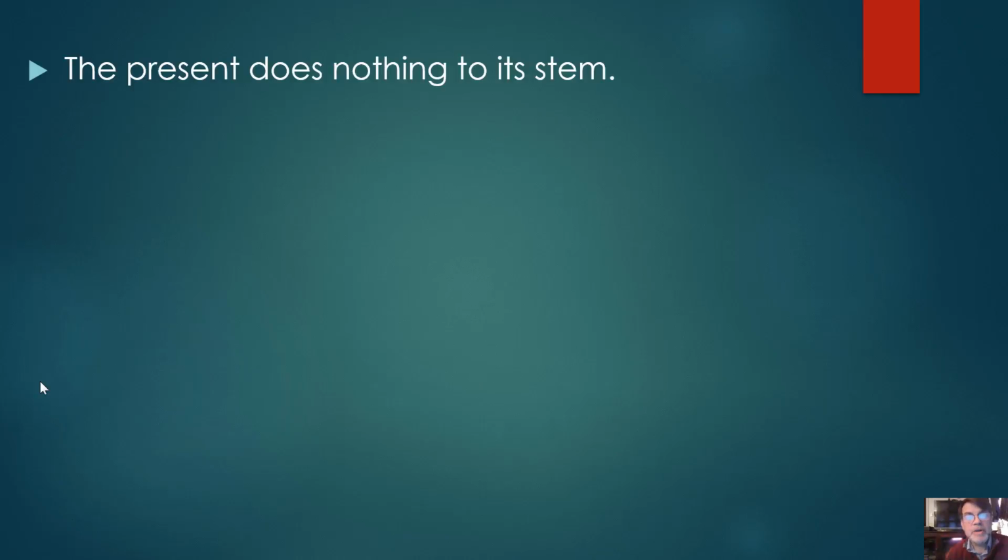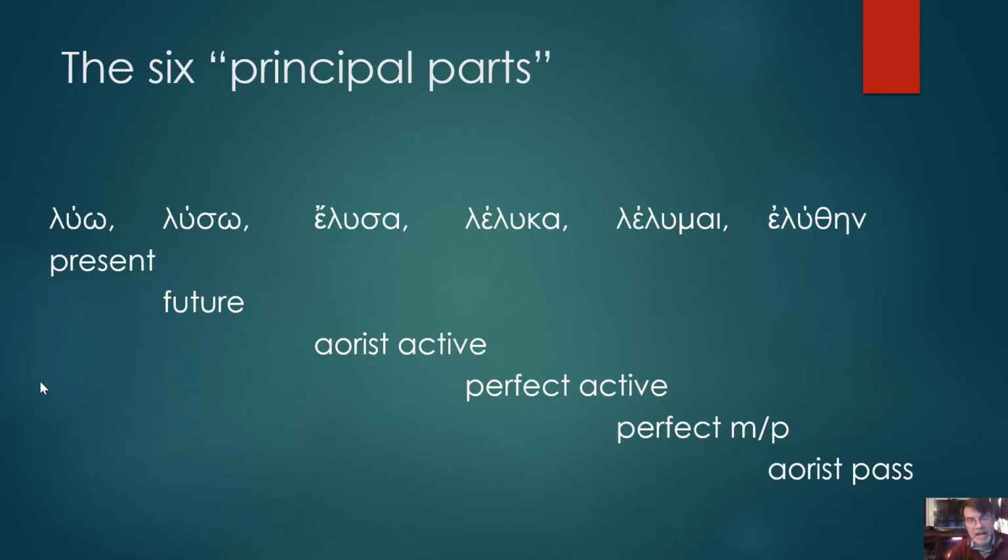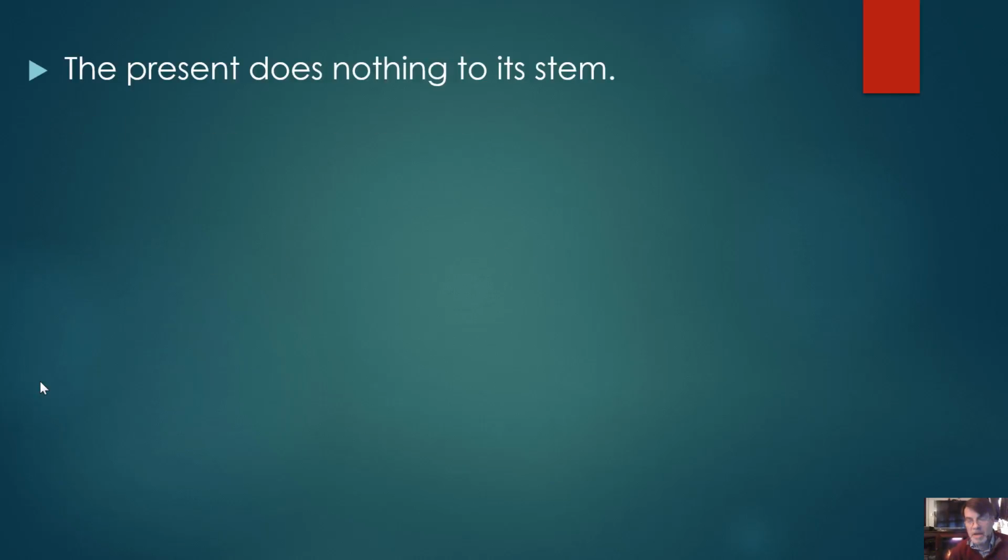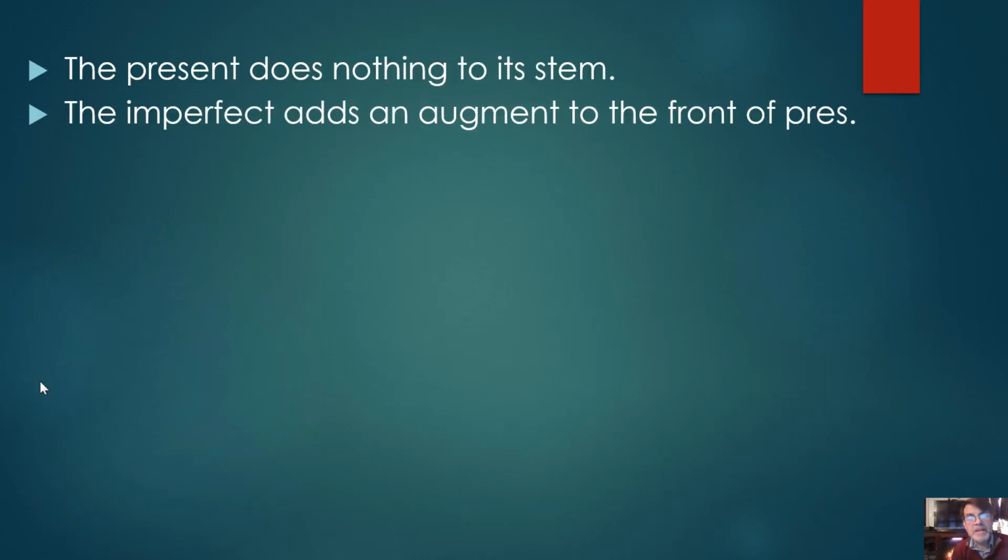Moving right along. So here are the basics of recognizing these stems. The present does nothing to its stem. It's just lu and then an ending. So that's the present. Nothing done to it. The imperfect adds an epsilon to the front of the present stem, and I'm leaving the endings out. There are 4 basic sets of endings that I didn't have my class learn this semester. Maybe I would in the future, but for now, I'm leaving endings out. But the imperfect basically adds an epsilon to the front of the present stem.